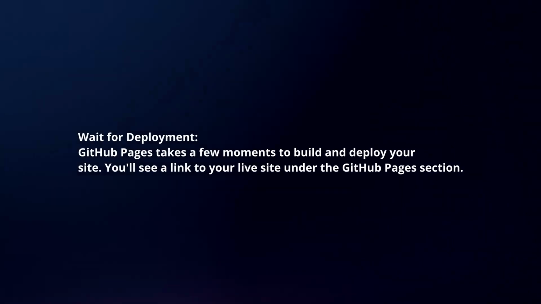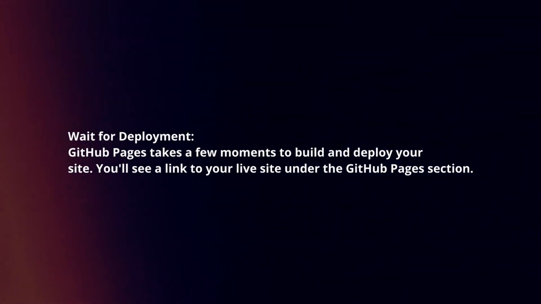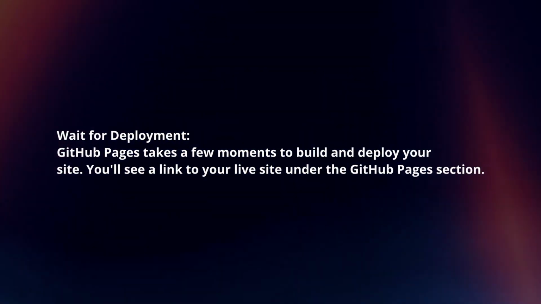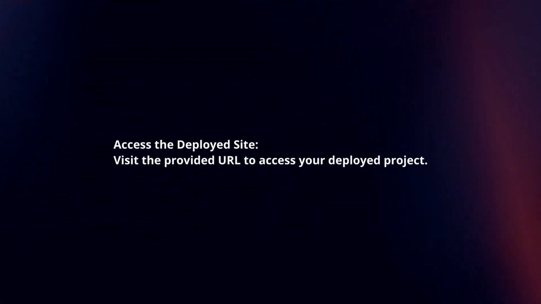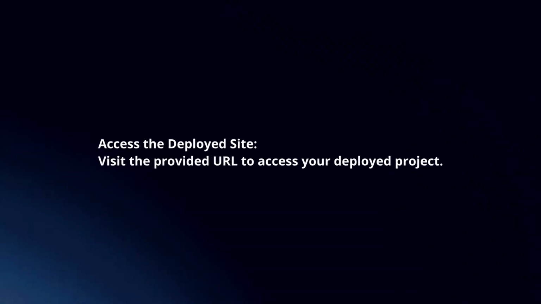Wait for deployment. GitHub Pages takes a few moments to build and deploy your site. You will see a link to your live site under the GitHub Pages section. Access the deployed site. Visit the provided URL to access your deployed project.